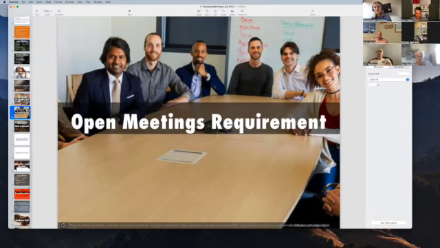So yes, my interpretation is that if a quorum of directors are discussing association business by email, they are violating the open meetings requirements. Okay.